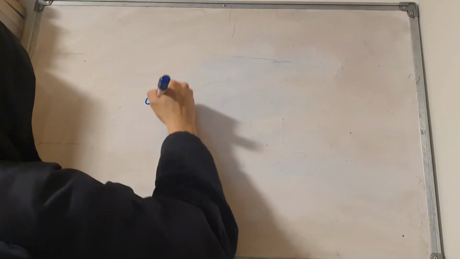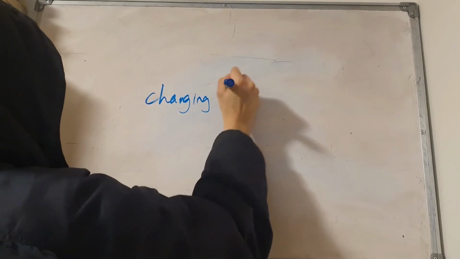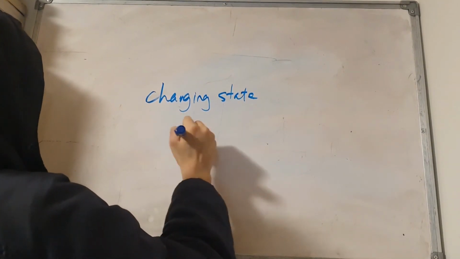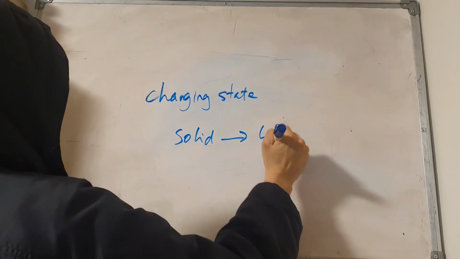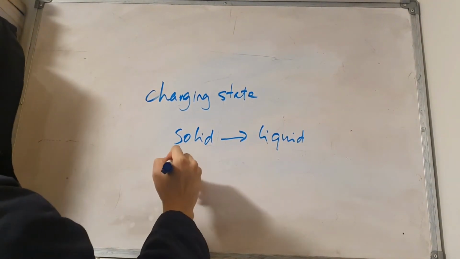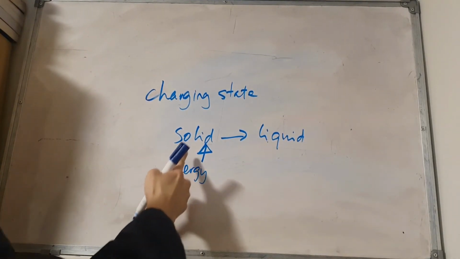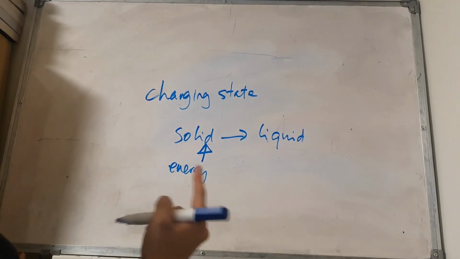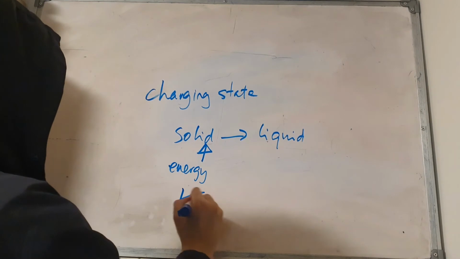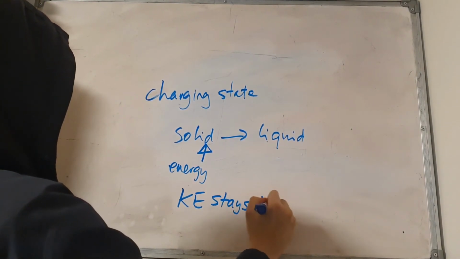And what about the change of state? When it changes state, for example from a solid to a liquid, you're giving energy into the solid. So energy is going into the solid. Now, because it's changing state, the kinetic energy stays the same.